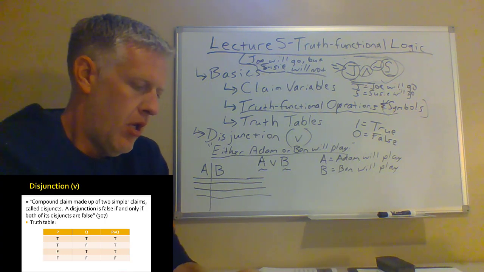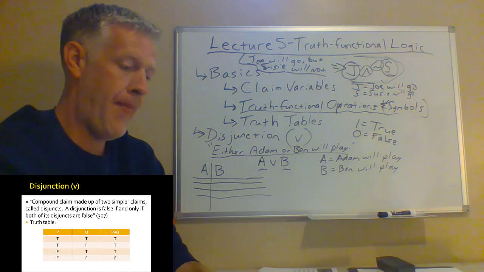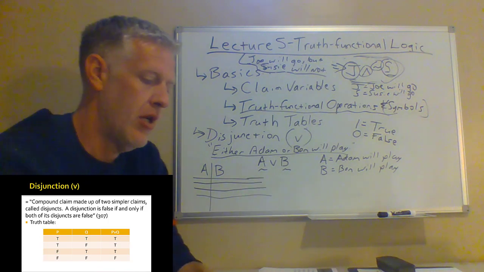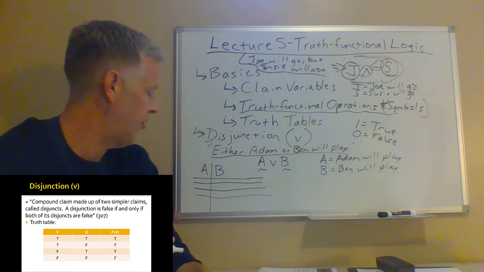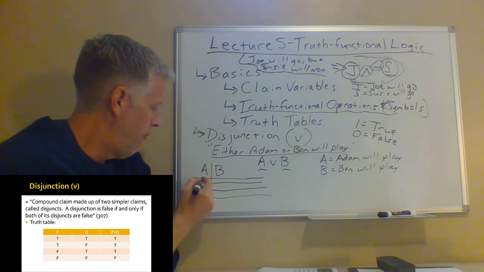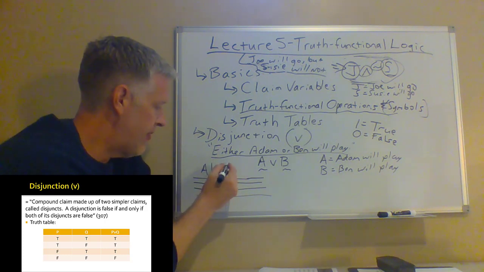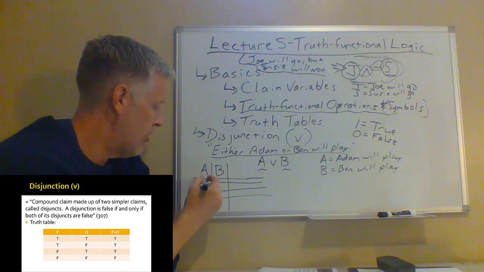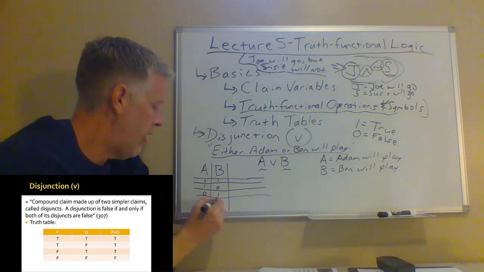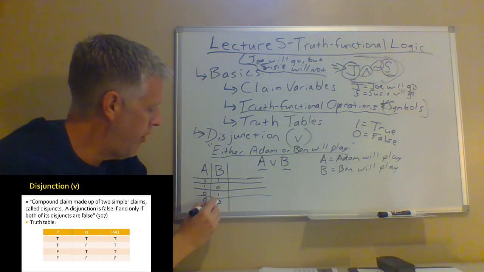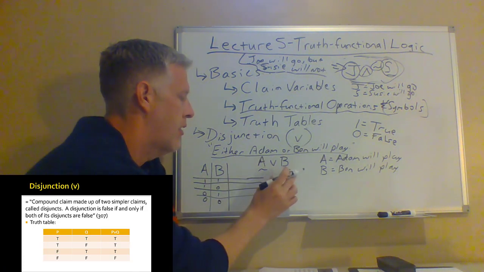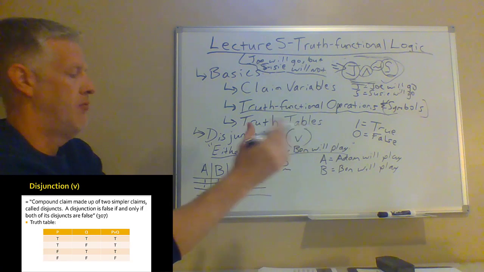Okay, so again, a disjunction is, quote, a compound claim made up of two simpler claims called disjuncts. So here we have A and B being our disjuncts. A disjunction is false if and only if both of its disjuncts are false, end quote. So it's going to take a lot to make it false. So putting up our truth values for our reference columns, same as it was for our truth table for conjunction. True, true, false, false, and then alternating. Okay. So there, again, we've represented all possible truth value combinations for the underlying claims comprising the compound claim.